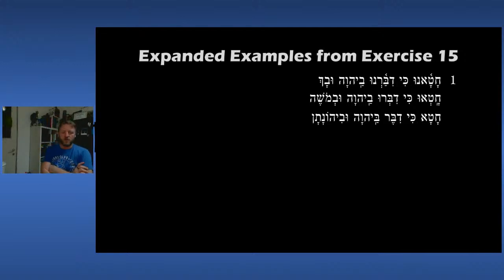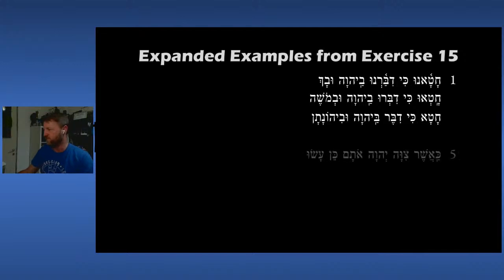Notice badonai with a bet that's hard because it's not preceded by a vowel. Okay, in Dibru Vadonai, they spoke against the Lord, but Diber Badonai. Okay, he sinned because he spoke against the Lord and against Jonathan. Yehonatan becomes Bihonatan, Uvihonatan. Number 5 in the same exercise set says, Ka'asher tziva Adonai otam ken asu.